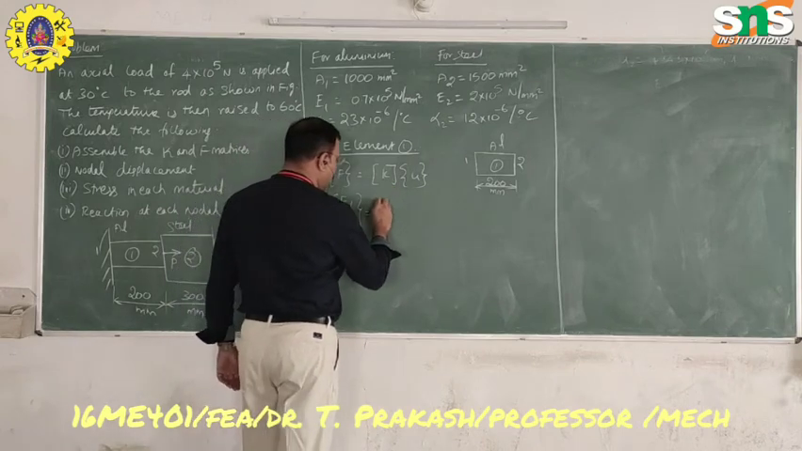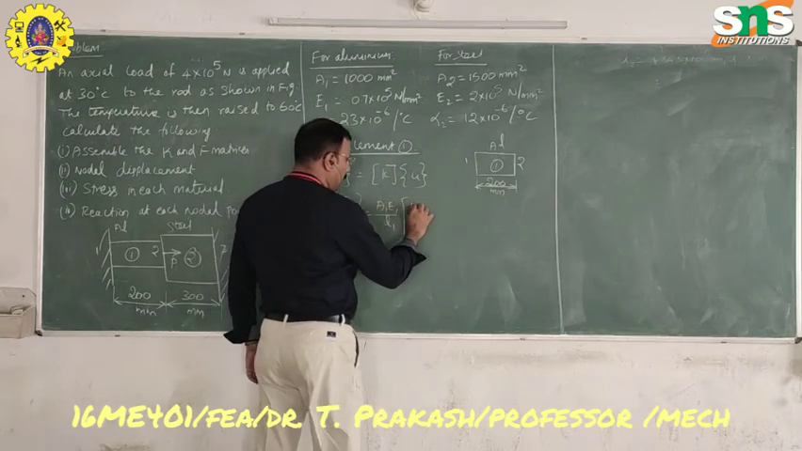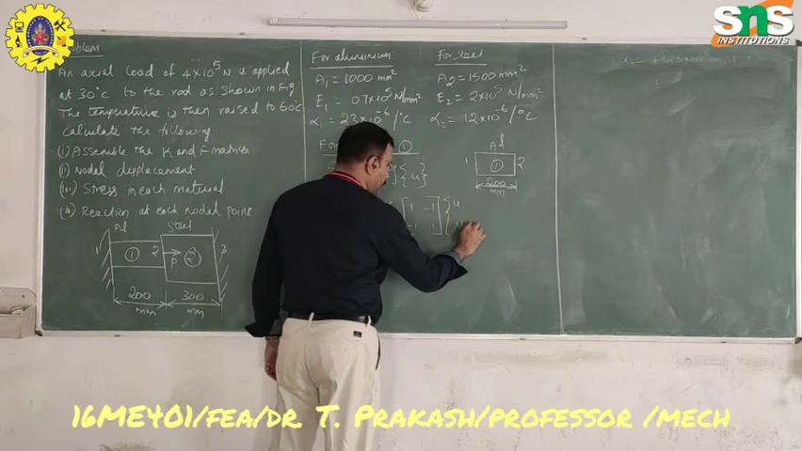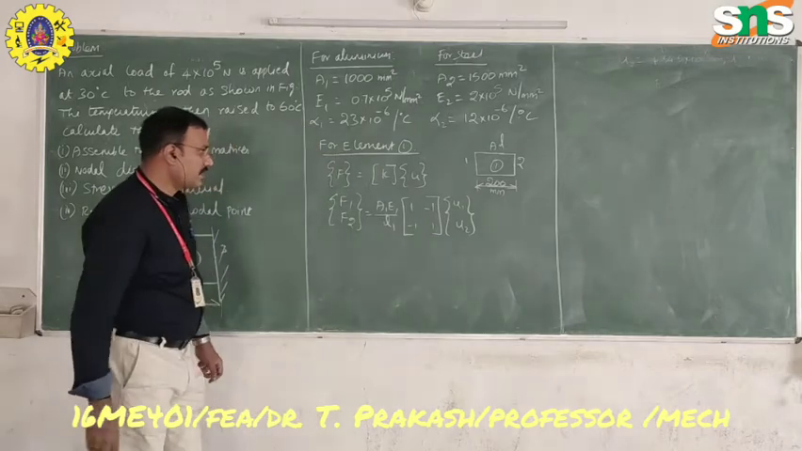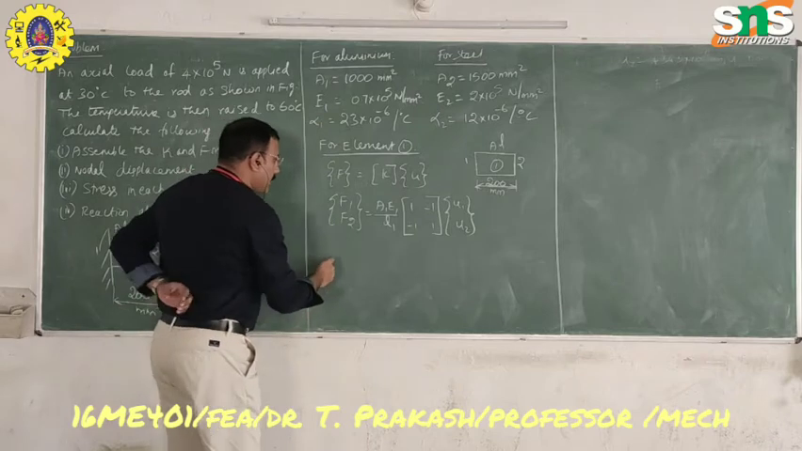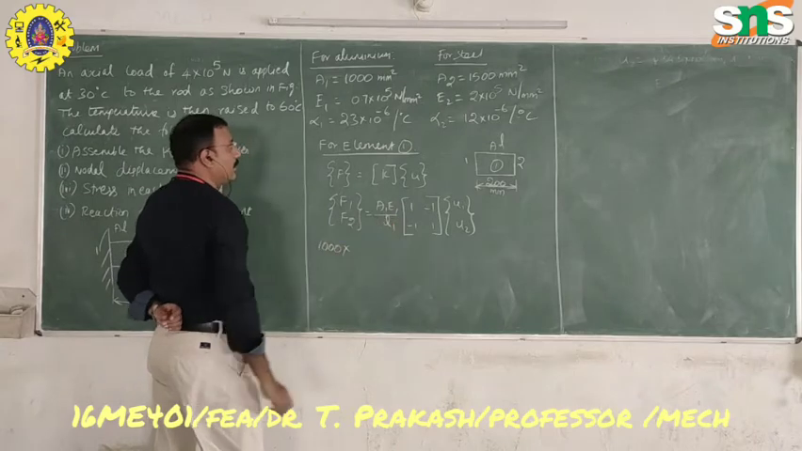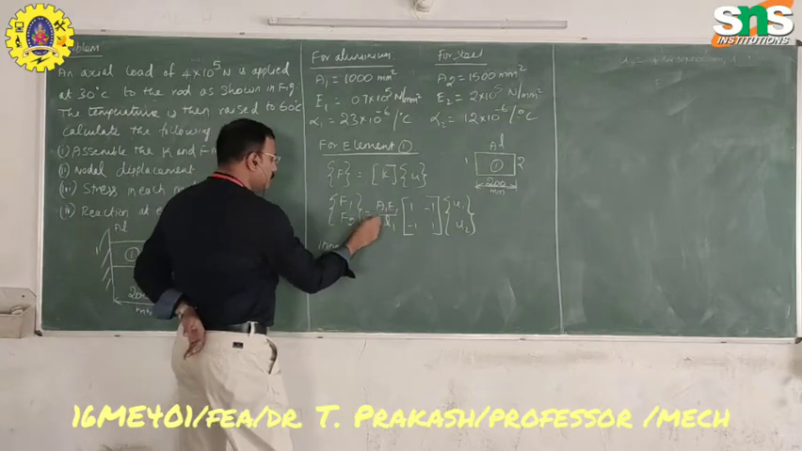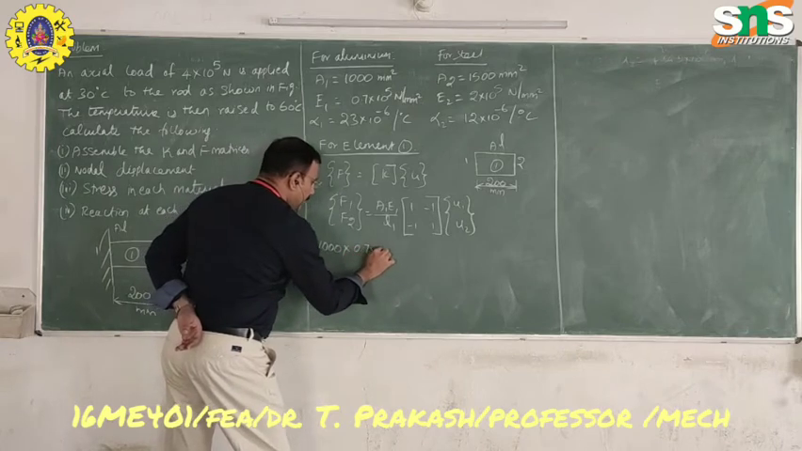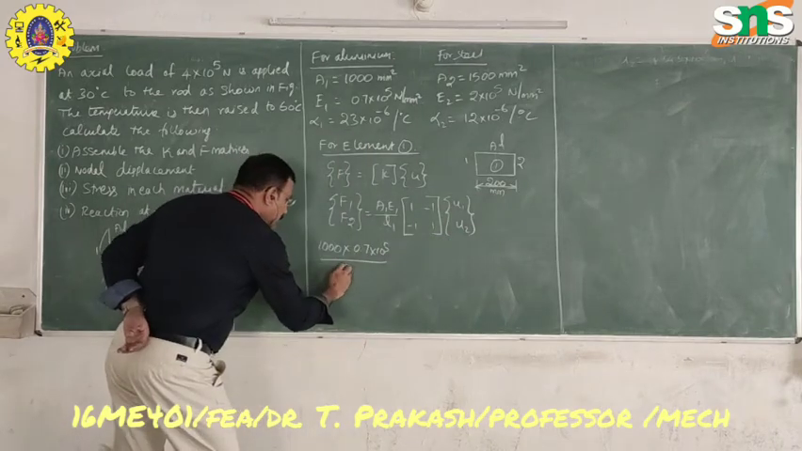What is the K formula? AE by L, times the matrix 1 minus 1, minus 1 1, times U1, U2. It is the formula for the first element. We substitute the A value, E value, and L value of aluminum. Take area A as 1000. Check the units also, whether all the values are in mm or meter. E value is 0.7 into 10 power 5 Newton per mm square, divided by length 200 mm.